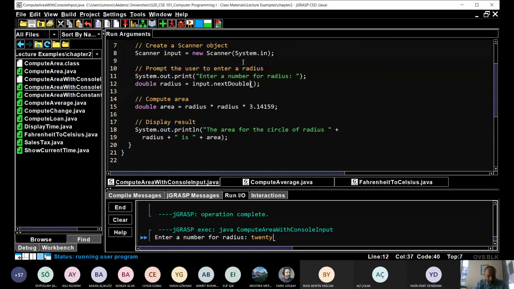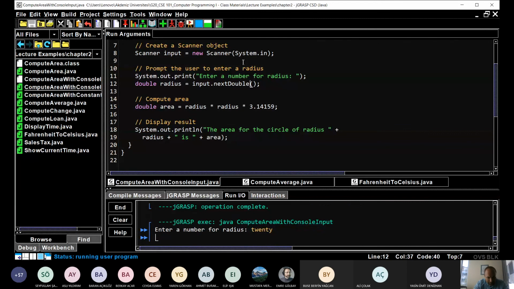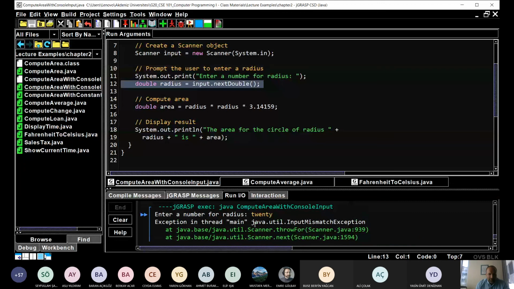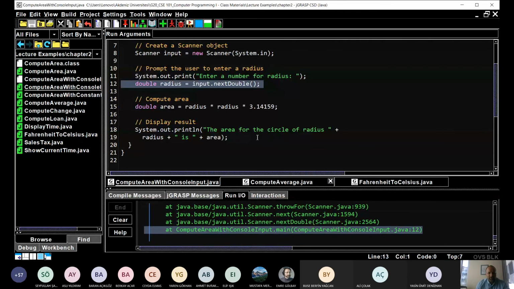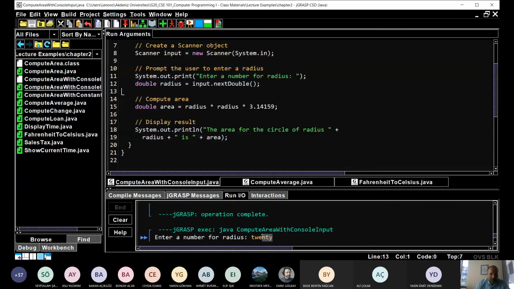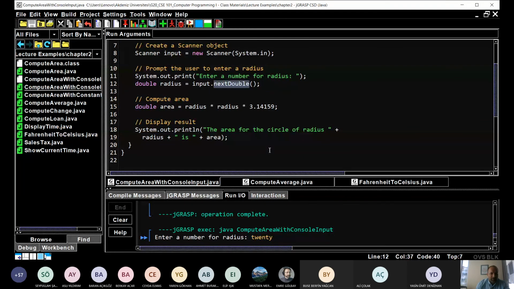So think about what will happen. Oh, wow, that's weird. An exception happened, input mismatch. Huh. The reason why is the scanner goes through character by character looking for something that fits this type. Okay. And when it finds something that is this type, followed by a white space character, it converts it into this, into the double value.